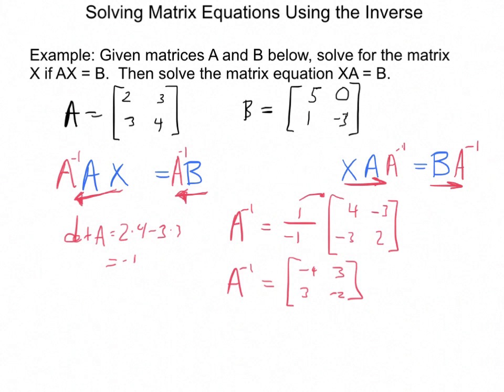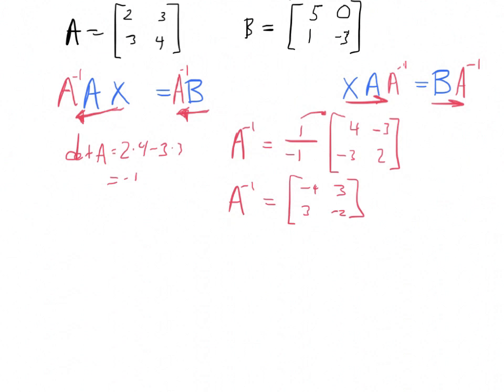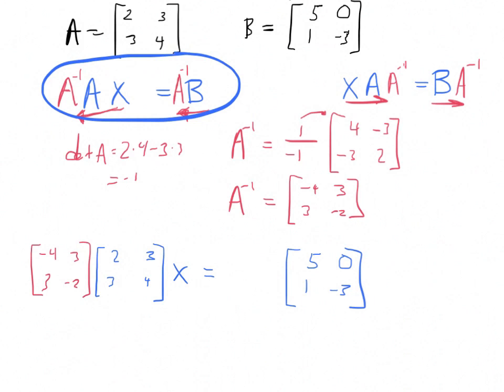Okay, so now what? Now, I'm going to move this up a little bit, and I'll have to do these problems one at a time. So first we're going to tackle this one, the AX equals B. So AX means 2, 3, 3, 4 times X equals B, which is 5, 0, 1, -3. And the idea is, if I want to get rid of this A matrix, I'm going to take the inverse of A, which we already found out was -4, 3, 3, -2, and I'm going to apply it to the left side of both of these matrices.